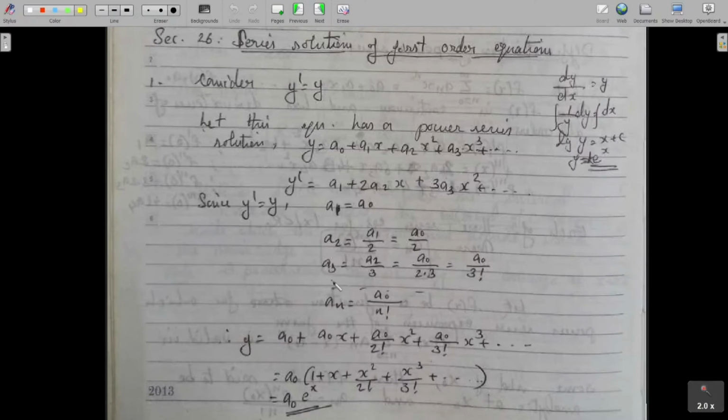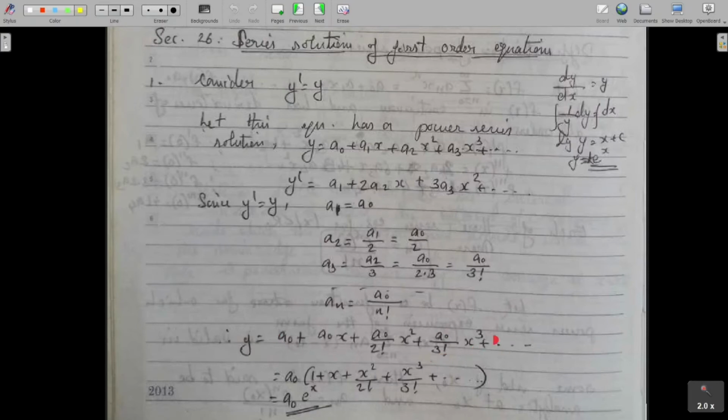Likewise, you may evaluate a4, a5 etc. and you may generalize it as an equal to a0 by n factorial. So in the series solution y equal to sigma n equal to 0 to infinity an x to the power n, we found all the coefficients a0, a1, a2, a3 etc. Therefore the solution of the differential equation is y equal to, just substituting for a0, a1, a2 etc., a0 plus a1 is a0 itself, so a0x, plus a2 is a0 by 2 factorial into x square, plus a0 by 3 factorial x cube plus etc.